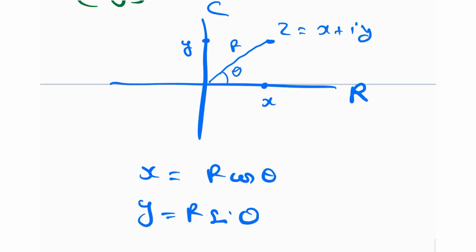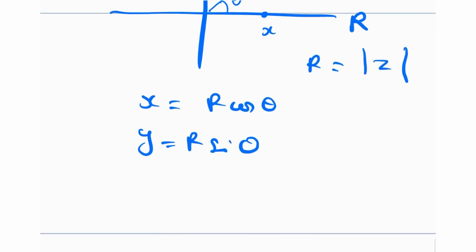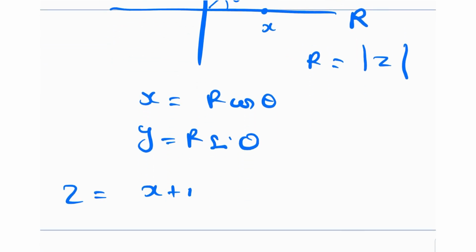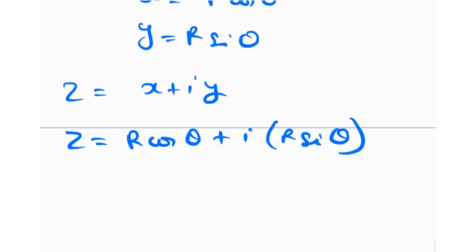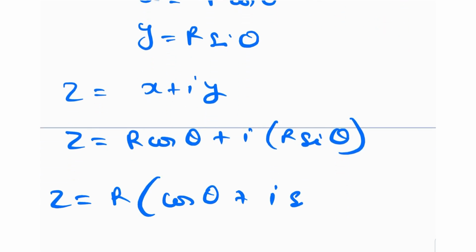Now from the fundamentals of complex numbers, we know that r is nothing but the distance from the origin to the complex number. So this is really nothing but the modulus of the complex number z. Now z is equal to x plus iy. So if I just replace x is equal to r cosine theta and y is equal to r sine theta over here, I'll get something like this. Correct? Now I can take r common, and over here I'll get cosine theta plus i sine theta.